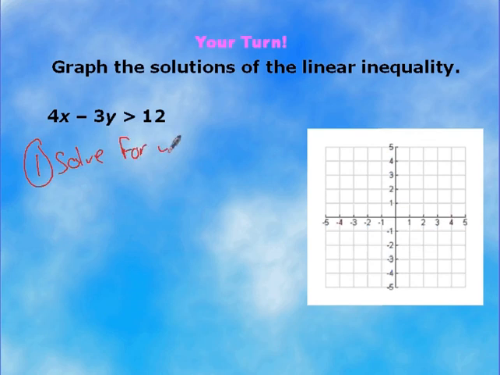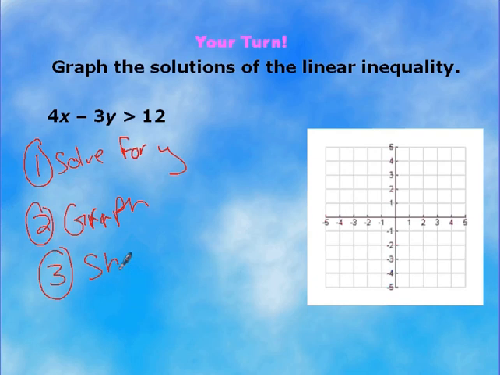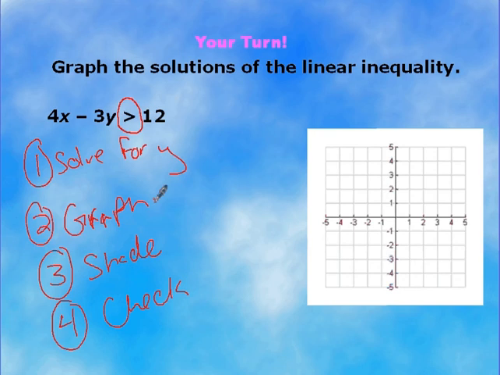Solve for y, graph. Step 3 is shade it in, and then step 4 is check. And on your graph, do you think you're going to use a solid line or a dotted line? Well, you don't have an equal to sign in there. You don't have the little line underneath there. So you're going to have to use a dotted line this time, or a dashed line, however you look at it.